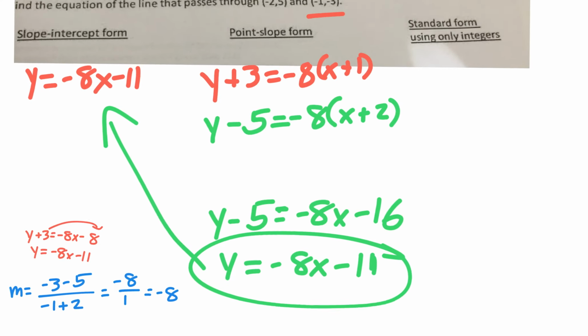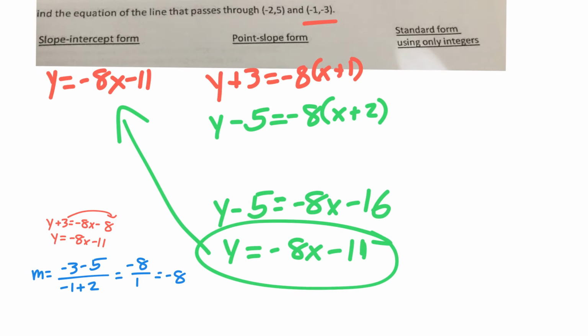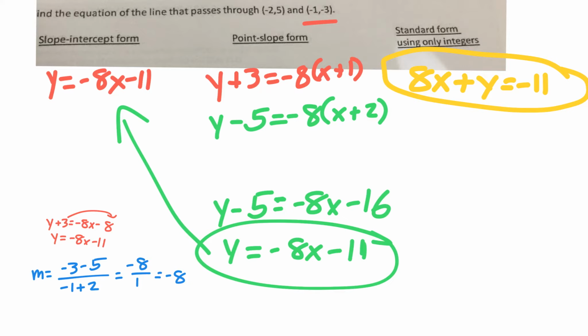Now if I got to put this in standard form, I need x and y on the same side, and I need the coefficient of the x to be positive. So I'm going to move the 8x over to the other side. It becomes positive 8x plus y equals negative 11. All of those are integers, and my a term is positive, and x and y are on the same side. So that is standard form.